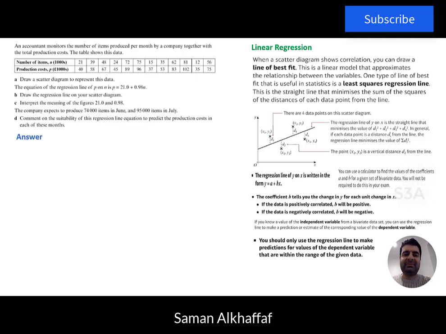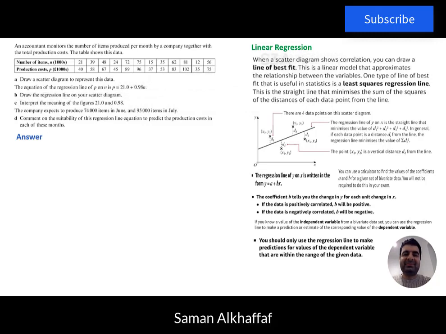In this example, an accountant monitors the number of items produced per month by a company together with the total production costs. The table shows this data. We have the number of items data, and also we have the production costs data. In the first part, we are asked to draw a scatter diagram to represent this data. The equation of the regression line of P on N is P = 21.0 + 0.98N.